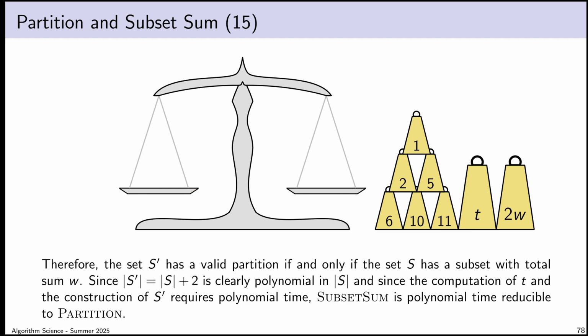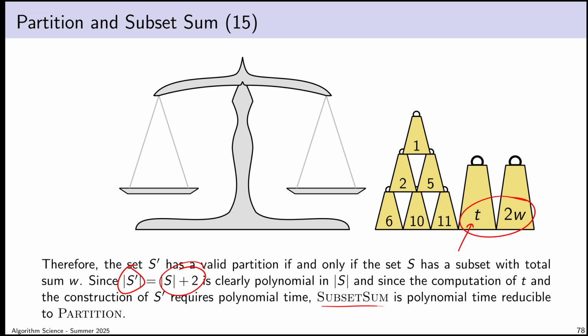Okay, so that means the set S prime has a valid partition if and only if the set S has a subset with total sum W. Since the size of S prime is very clearly polynomial in an asymptotic sense in the size of S, and since the computation of T and the construction of S prime is pretty easy and therefore requires polynomial time, so all I have to do is add two extra elements to a set as well as sum up the values in S, that means that subset sum is polynomial time reducible to partition.